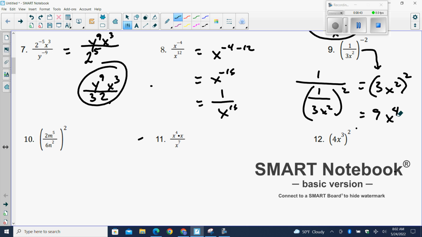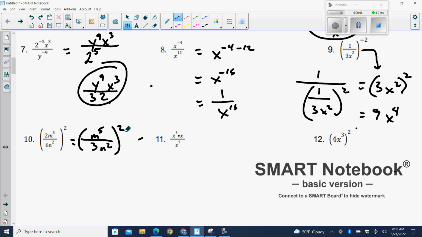Okay, that one's a little tricky. All right, question 10. Very similar to question 3, I believe it was, up above. I'm going to reduce first, just like I did before. The 2 and the 6 reduce down to 1 and 3. 3 is on the bottom. I have 5 m's on top. Oh, that's an n on the bottom. All right, that's all I can do then.